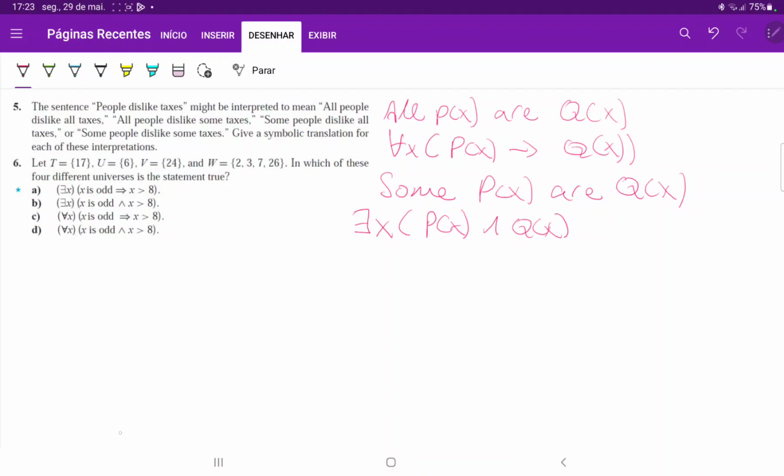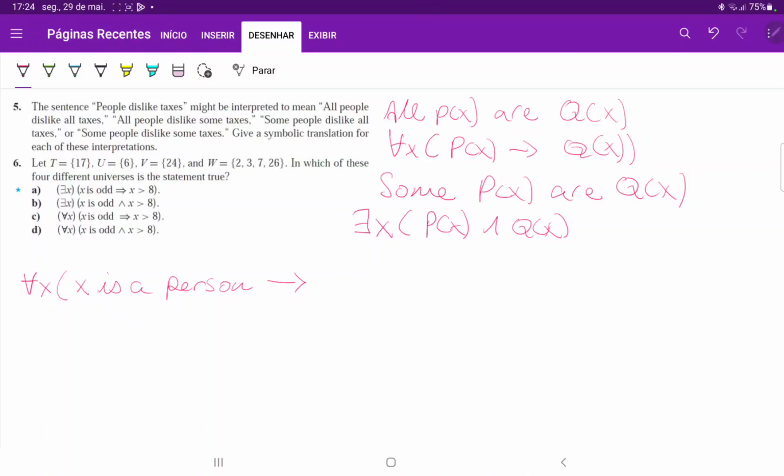So let's begin with the first one. All people dislike all taxes. So we have "all" twice, so both are universal quantifiers, right? So we're saying for all x, if x is a person, then for all y, if y is a tax, then x dislikes y, right? So please notice that we're repeating this. It's kind of like a nested universal quantifier.